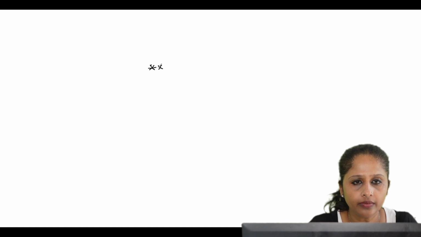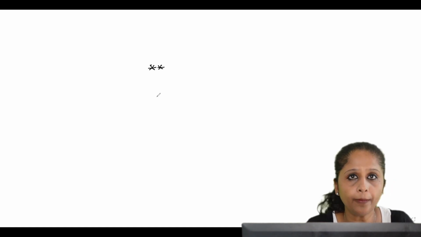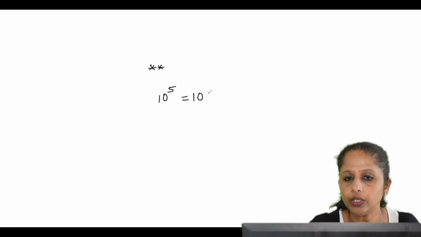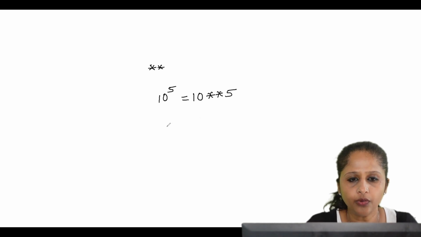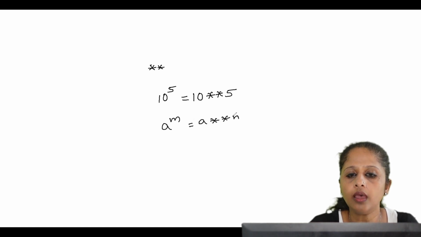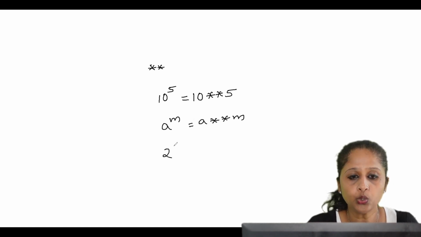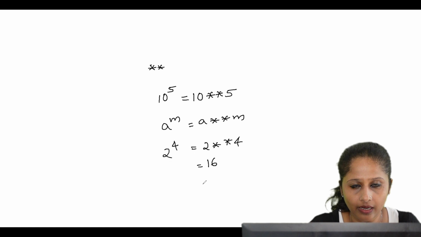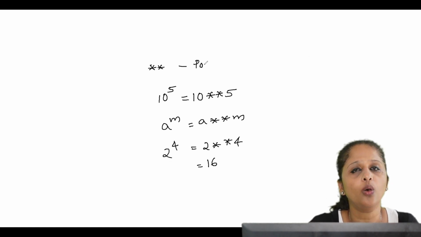So next we have star star. It is used to find out the power of a number. For example, if we want to find out 10 to the power 5, then you can write 10 star star 5. That is, if you want to find out a raised to m, then a star star m. So if it is 2 to the power 4, then we can write 2 star star 4. So 2 raised to 4, you will get the answer 16. So that is the star star symbol to find out the power of a number.